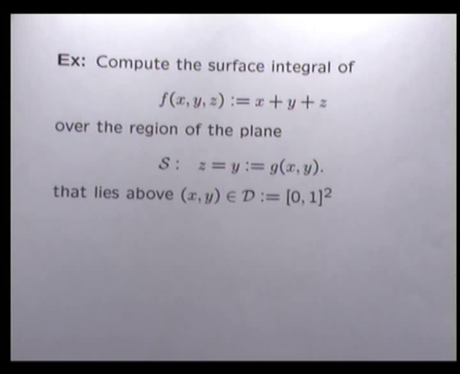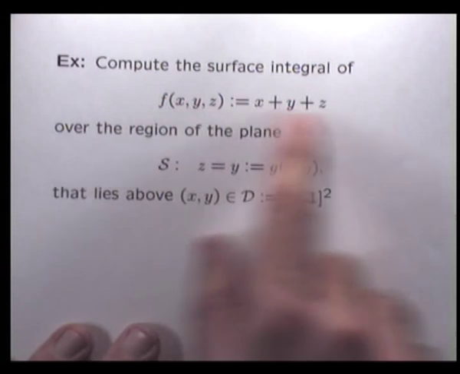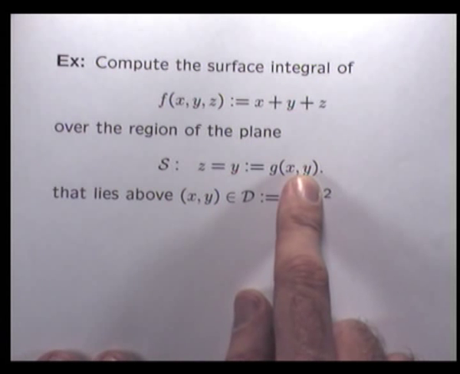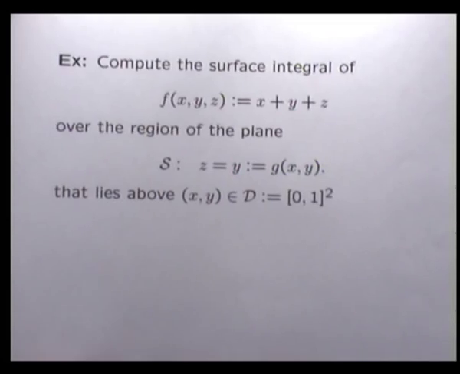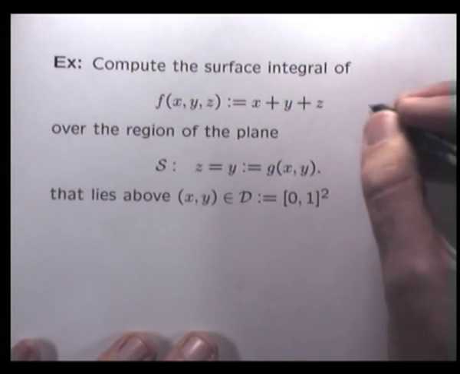Here's a simple example. Now, there's a fast way of doing this and a bit of a tedious way of doing this kind of problem. Let's see what we've got here. We're given some scalar field here, right? We're given a surface and the parameter domain. So let's actually have a look at what's going on.